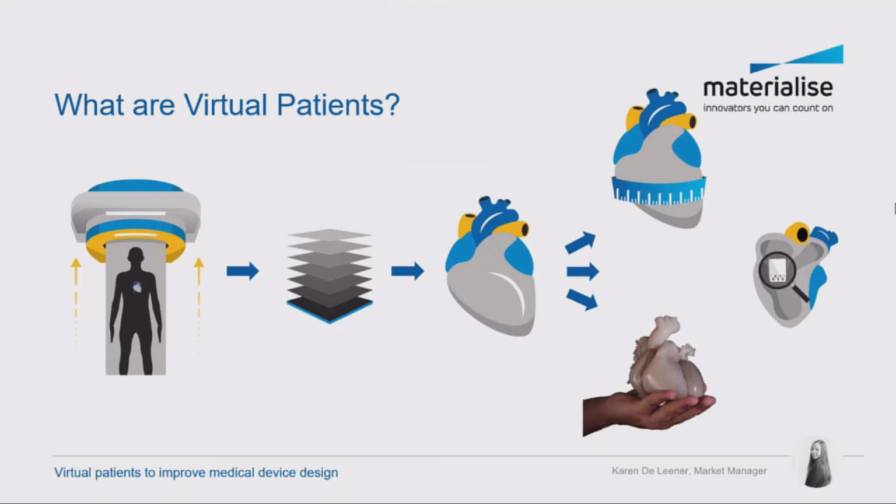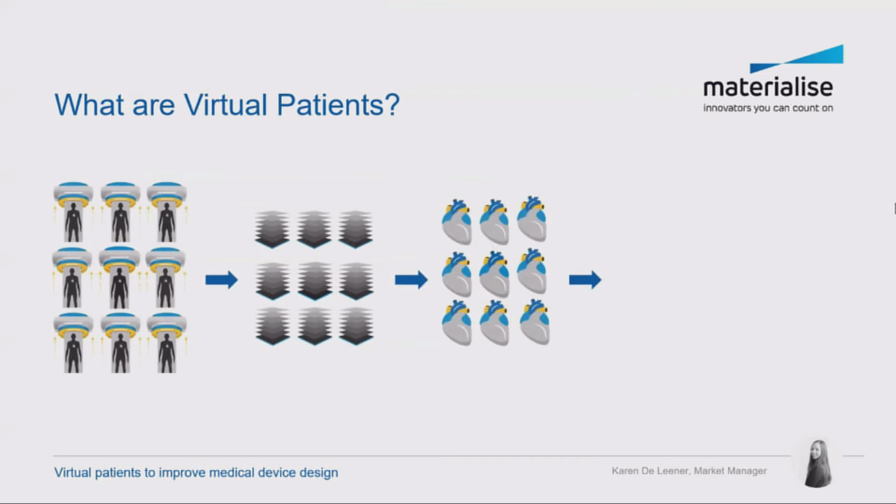Important to note here is that there is always a one-on-one relationship between the virtual patient that we created and the initial physical patient. So that's why we call this an individual virtual patient. On the other hand, if you would look at multiple physical patients, you would get multiple medical images and hence multiple 3D models.